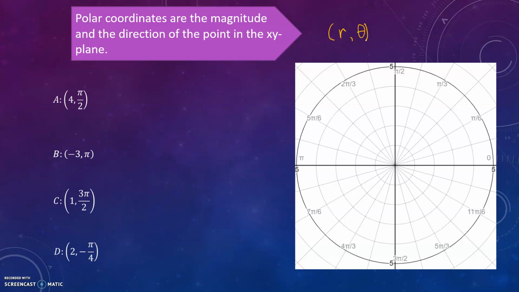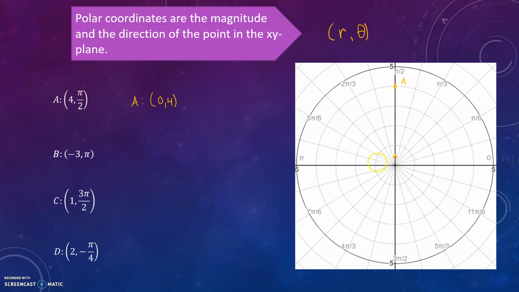I always feel like these are written backwards. I would like to see the theta first and the r second, but that's not how polar coordinates are written. So we're going to just look at the theta first when we graph these. If I'm going to graph point A, I'm going to point in the pi over 2 direction. And then from the origin, I'm going to go 4 out. 1, 2, 3, 4. And so here is point A. That is how you would describe point A in polar coordinates. You could describe point A in rectangular coordinates as (0, 4).